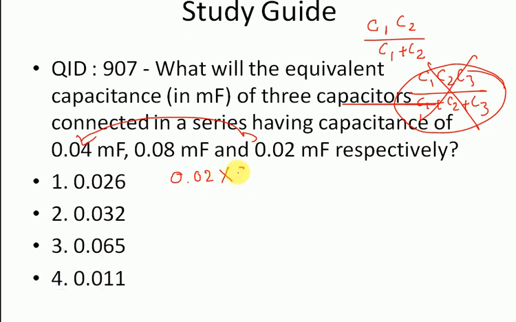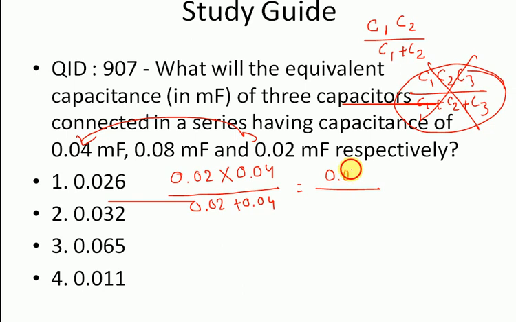0.02 into 0.04 divided by 0.02 plus 0.04. Now it will result in 0.02 multiplied by 0.04 by 0.06.